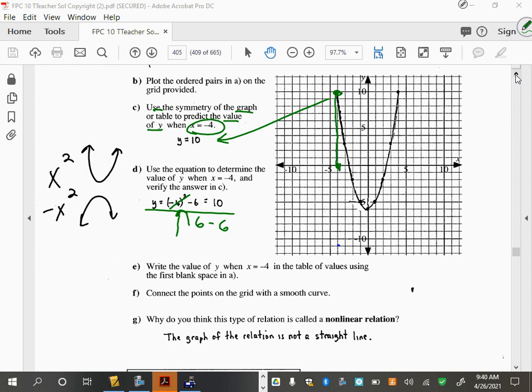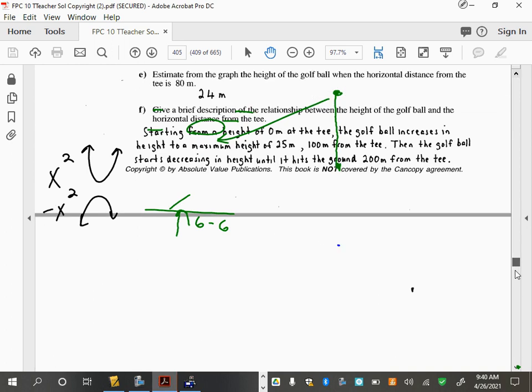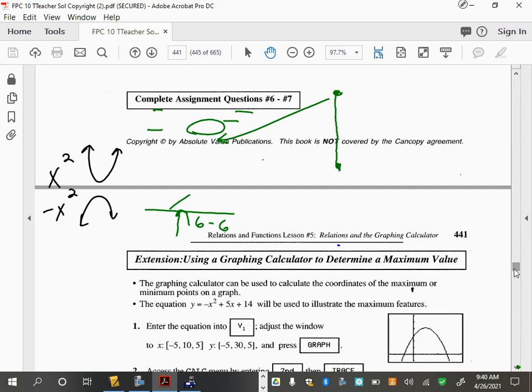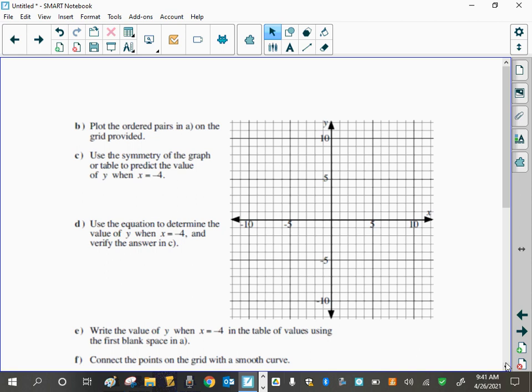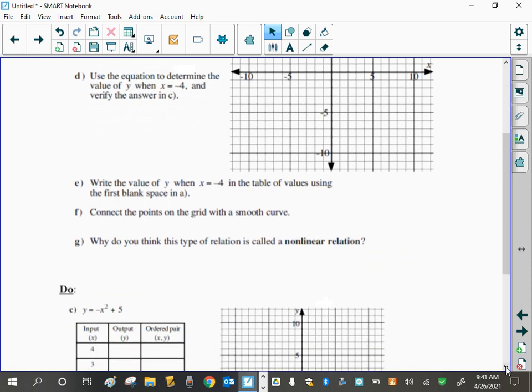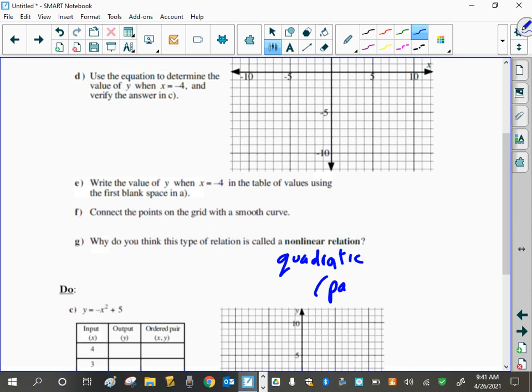Like the value of y, yep, connect, yep, non-linear, that's true. Honestly, not too many people call this non-linear. We're going to call it quadratic. And you're going to have a whole bunch of that in grade 11. Okay, so write down quadratic. Quadratic means parabolas. You might be wondering how to spell parabolas, how to face up, how to face down.